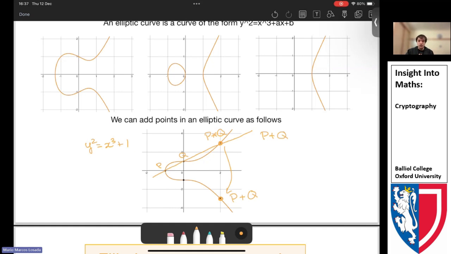In particular, we can show that P plus Q is the same as Q plus P, so addition is commutative. We can show that addition is associative, namely if we have P plus Q and then a third point R, that's the same thing as doing P plus the addition of 2 points Q plus R. So in a way, this gives us a geometric way of adding things. Previously we were using numbers, now we have geometry.